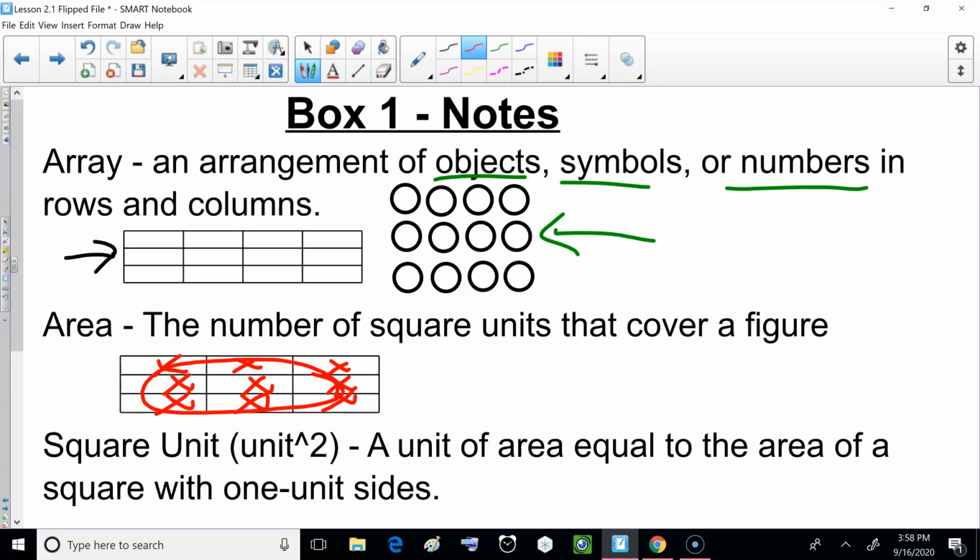N square units, said "unit squared," is a unit of area equal to the area of a square with 1 unit sides. You can see it written in this way. You might also see it written as unit squared, or, like I said, it might be meters squared, with that symbol right there. So there are different ways to write that. You can pause the video right now and write down these notes in your notebook.